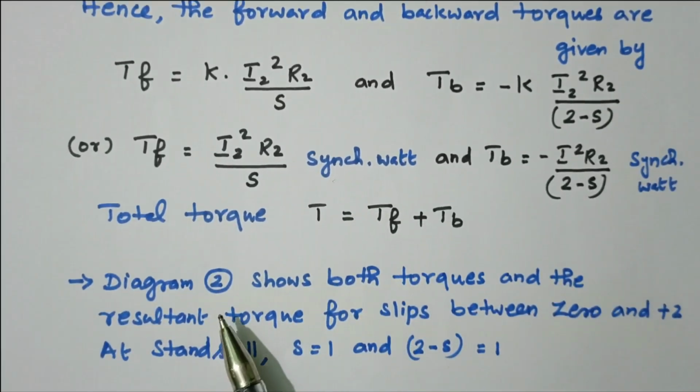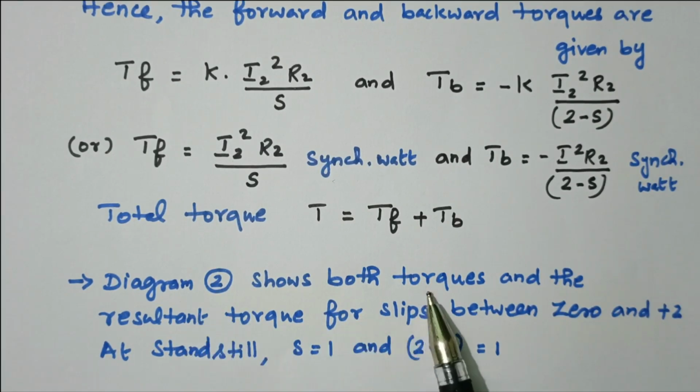So from the diagram, the graph we showed, both torques give the resultant torque for the slip between 0 and plus 2. At standstill, S equal to 1 and 2 minus S equal to 1. What we discussed in the diagram is available between 0 to plus 2. The slip is what we represented, 0 up to plus 2. So at the standstill, S equal to 1, that we know. Similarly, 2 minus S equal to 1. Now we'll see how this resultant torque is 0 here, how it is concluded.